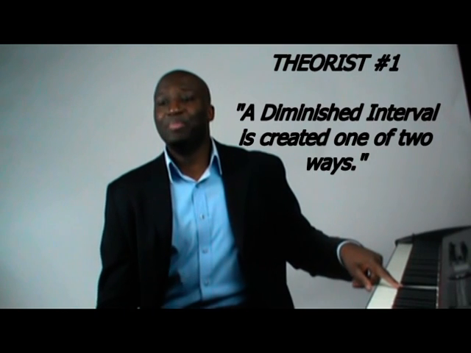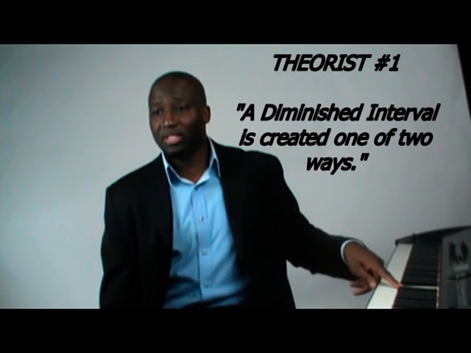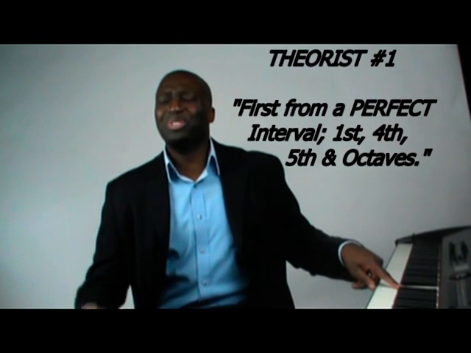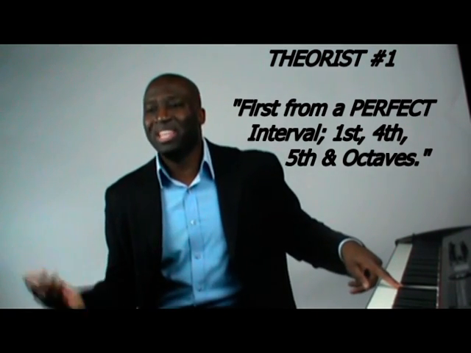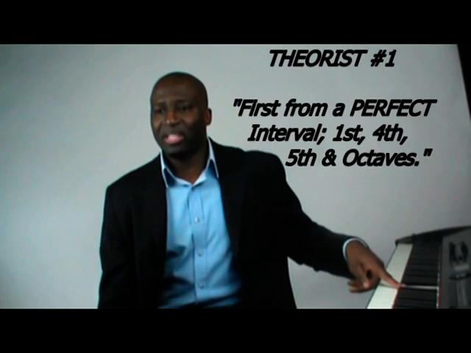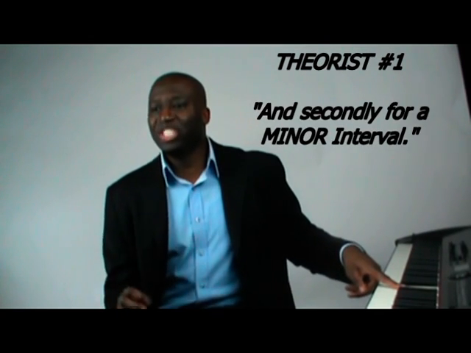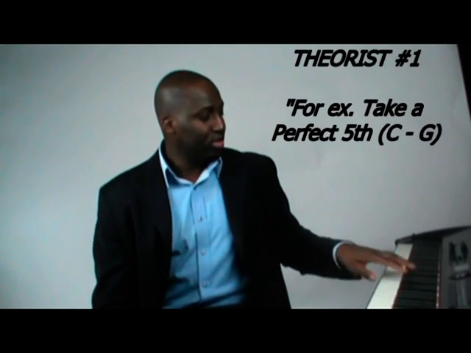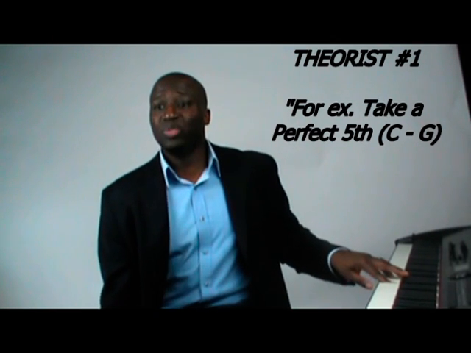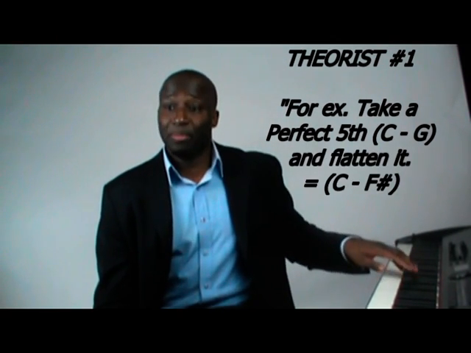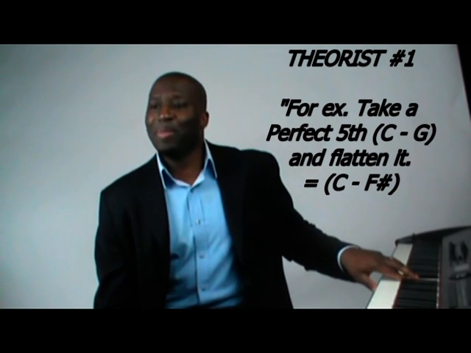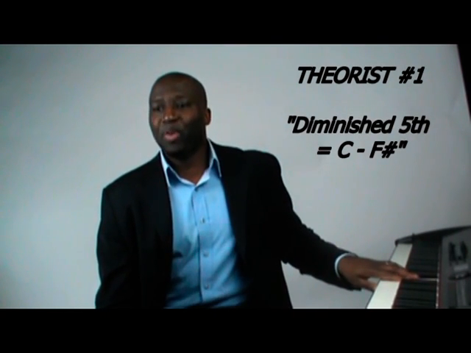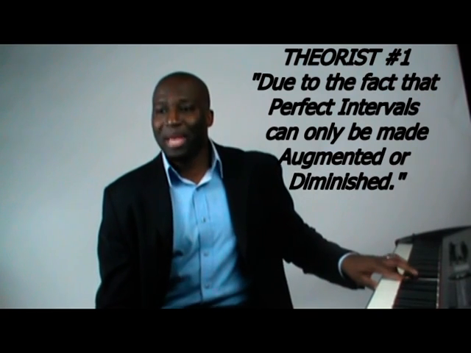So here we go. I already know what they're going to say. They say a diminished interval is created one of 2 ways: first, from a perfect interval, and secondly, from a minor interval. So they're just rehearsing all this theory they've been given, fourths and fifths and octaves. The first set, with the perfect intervals, is straightforward: you take a perfect fifth, C and G, and bring G down a half step to F sharp. There it is, therefore becoming a diminished fifth, due to the fact that perfect intervals can only be made augmented or diminished.